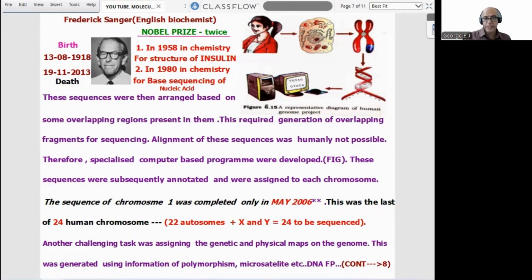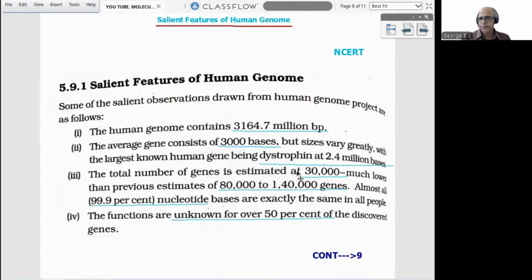Another challenging task was assigning the genetic and physical maps on the genome. This was generated using information on polymorphism and microsatellites, etc. That we will learn in DNA fingerprinting, so it is directly linked. DNA is the material. Now comes the famous NCERT data where questions are usually asked: some famous features of the human genome.